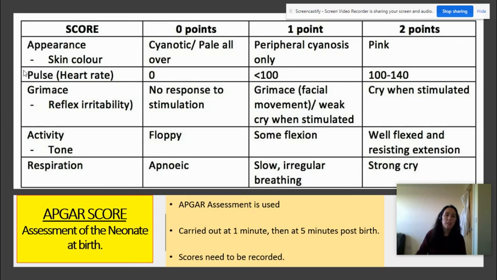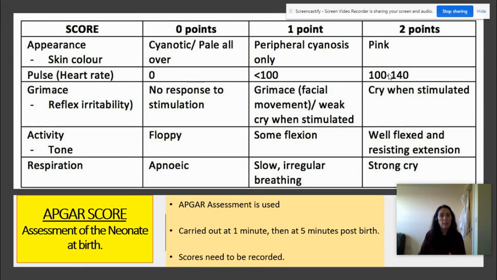So for each of these sections, let's go to appearance, you have to score the baby. A normal baby that comes out of the womb and cries and you've dried it and it's looking lovely and it's great, it's going to be named after you, life is fantastic, that's going to get 2 points because it's pink. The terrible situation where they're cyanosed or pale all over or grey is getting 0 points. So I'm sure you can see where this is going. The middle ground is peripheral cyanosis, which you will see quite often. Hopefully that will go away within that 1.5 minutes to 2 minutes. But if it doesn't, you're only giving them 1 point.